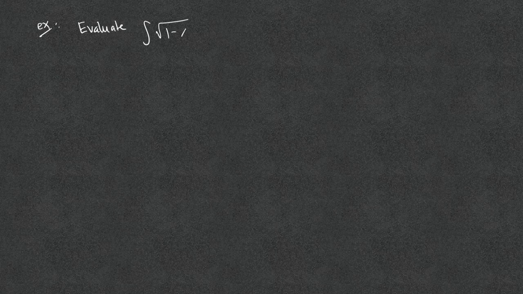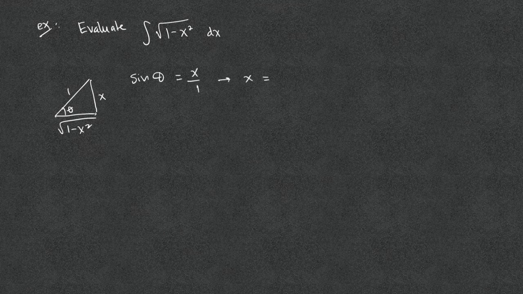Evaluate the integral of the square root of 1 minus x squared dx. First, we draw a right triangle where one of the sides is the square root of 1 minus x squared. So the hypotenuse is 1 and the side is x. Sine theta is x over 1, so x is sine theta.